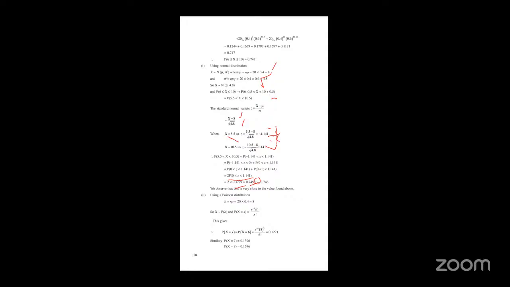So what value did we get? In the binomial method, the value we got in the previous method was 0.747, and we got 0.746 here. Okay, a very similar value.